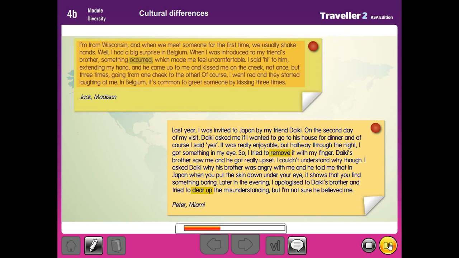Of course, I went red and they started laughing at me. In Belgium, it's common to greet someone by kissing 3 times. Jack, Madison.